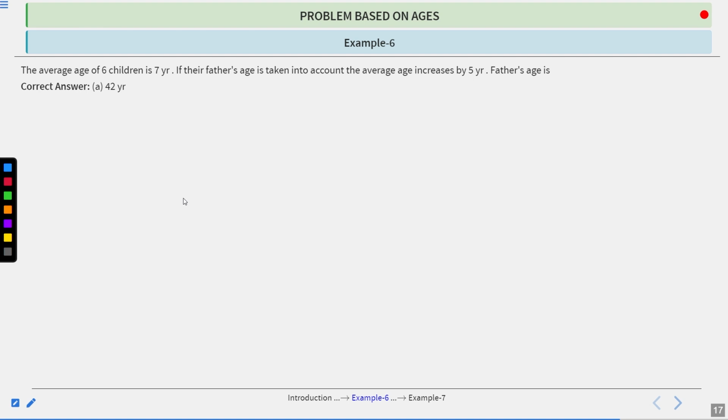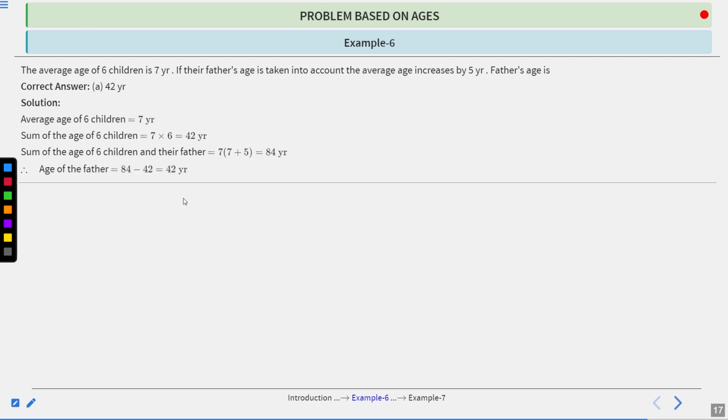Now see the solution. It is given that the average age of 6 children is 7 years. Now the sum of the ages of 6 children will become 7 into 6, which is 42 years. Now the sum of the ages of 6 children and their father, the 7 members, will become (7 + 5) into 7, which equals 84 years. Now the age of the father will be 84 minus 42 years, which is 42 years. So the father's age is 42 years. A is the correct answer.